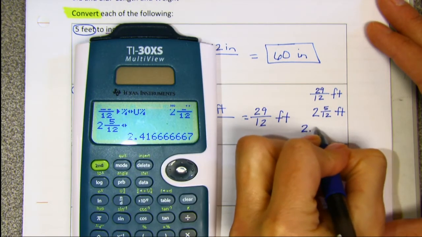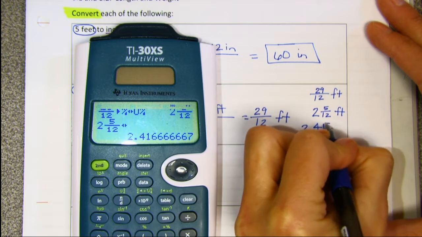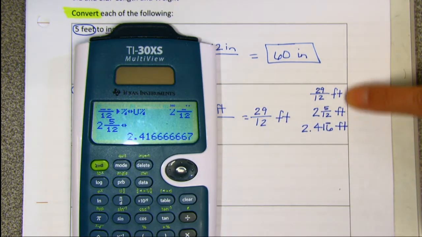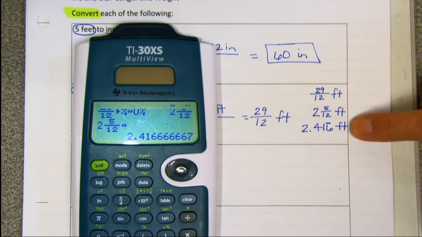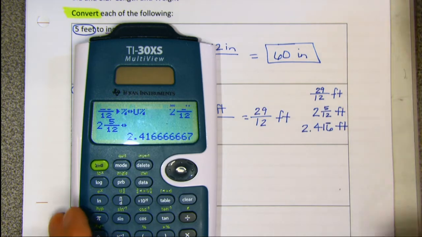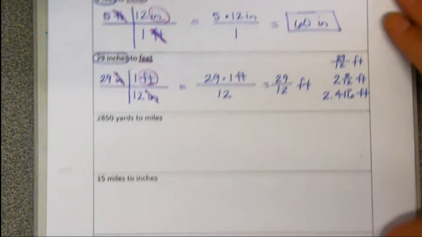So 2.416 repeating feet. Now, my guess is WebAssign is going to want one of these 2 fractional forms. I don't think you can enter a decimal repeating unless it tells you to round it to so many decimal places. So be careful of that in WebAssign. All right, let's look at the next one.